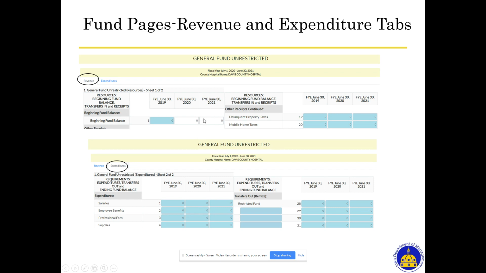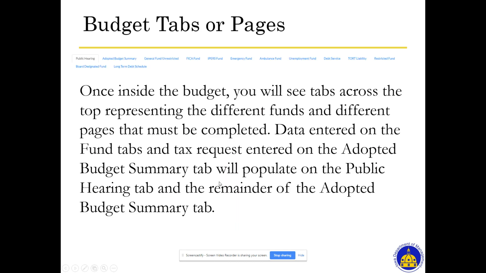So you'd do that for revenue, and then you'd switch over to the expenditure tab for general, and you'd enter your information for expenditures. These same tabs, revenue and expenditure tabs, would be available for FICA and IPERS, etc. So you'll see them look similarly as you work your way across. Obviously, for lots of folks, you won't be using very many of these tabs. Everyone, of course, uses a general. Some folks use FICA and IPERS, maybe ambulance, but you only use those tabs as applicable to you.